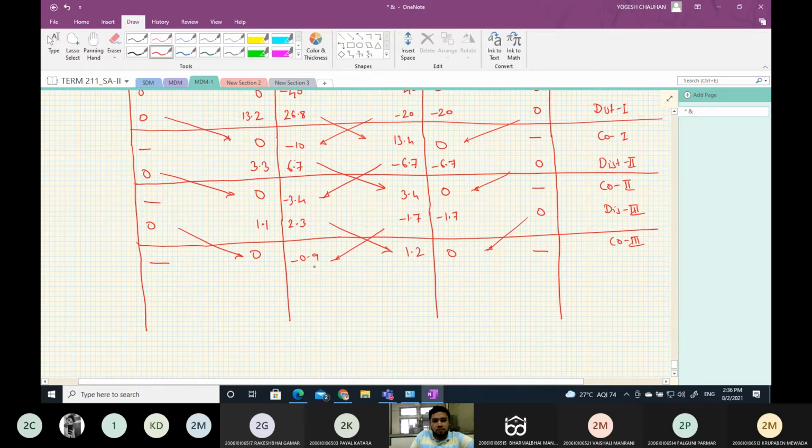Now still we have unbalanced moment here, 0.9 and 1.2. So one more cycle. 0.9 into 0.33, it is 0.3 here, and this will be 0.6. This will be minus 0.6, minus 0.6.